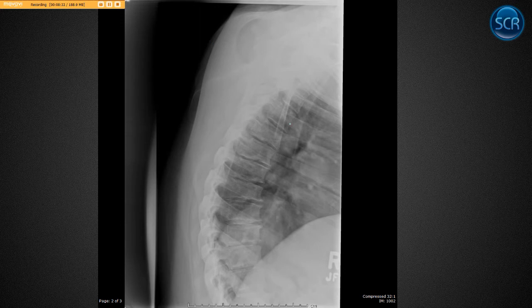Here's a case. We look at this one. Okay, we have some degenerative osteophytes kind of going throughout the thoracic spine. No big deal. These all look wedged though, don't they? Every one looks wedged, essentially. Are these all compression fractures?